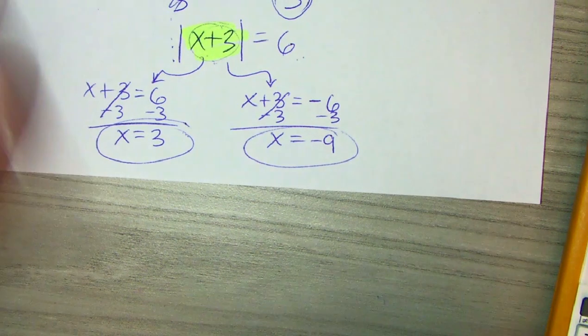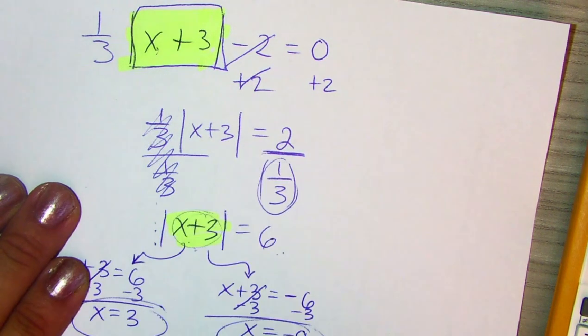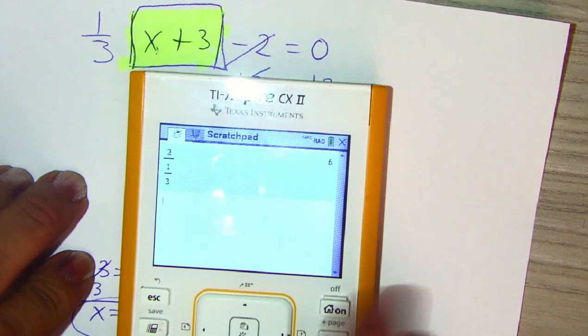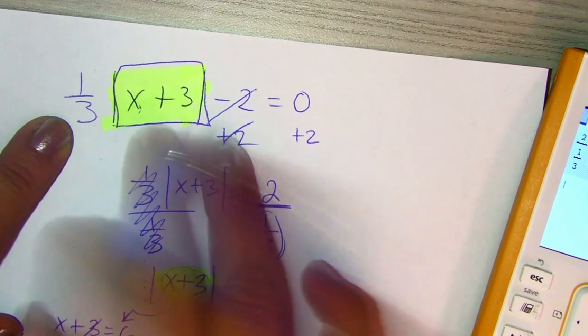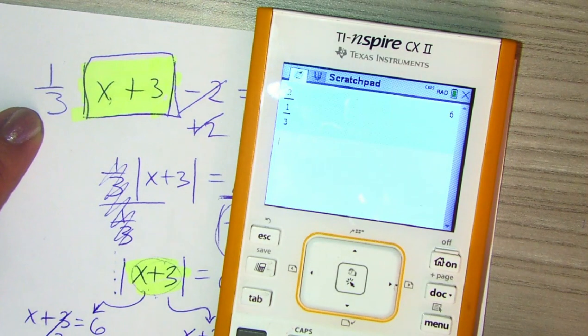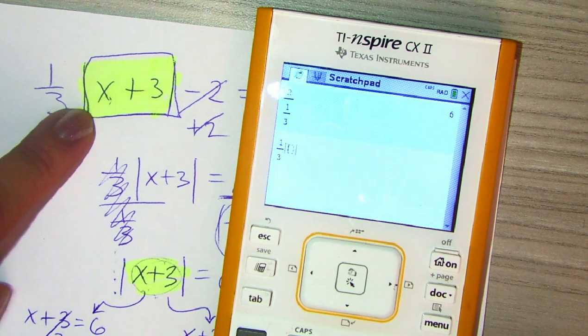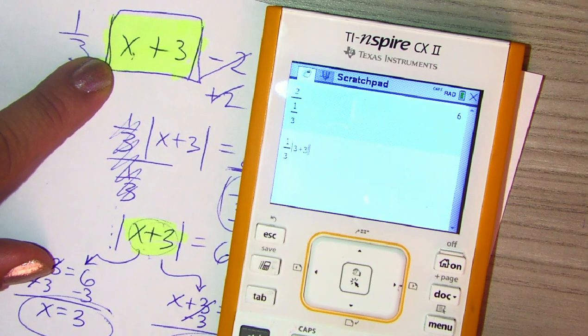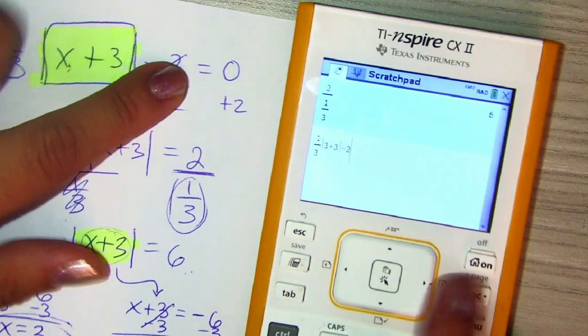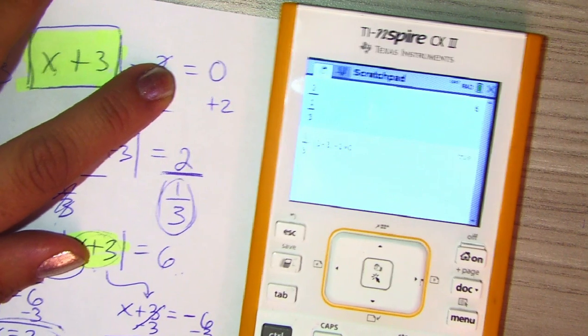But also get into the habit of checking your answers in here and making sure that they are true. So for example, you're going to plug in these answers that you solved in here, and then you're going to have 1/3 absolute value of x, we're going to try the first one, so 3 plus 3 minus 2, and it's supposed to equal 0. So if it's true, we're good.